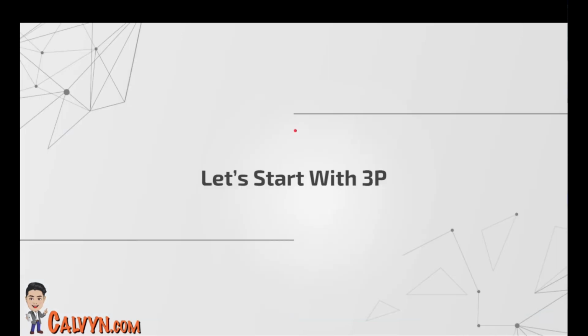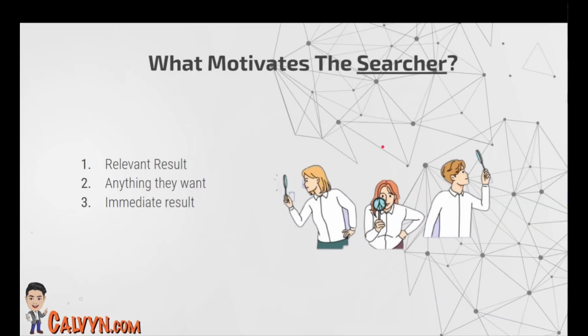Okay, now to start the keyword research, basically we start with the 3 Ps, 3 persons, 3 parties. So who are these 3 parties? The first one will be the searcher. Searcher means, from the customer point of view, you and me are the searchers. So what motivates the searcher? What we want is relevant results, and we also want immediate results, correct or not, ladies and gentlemen?